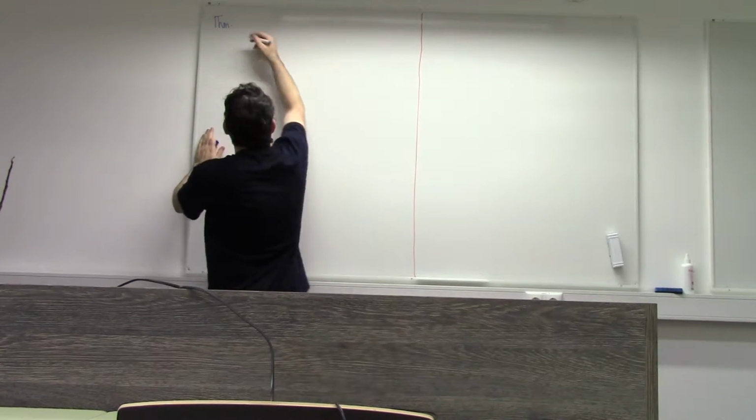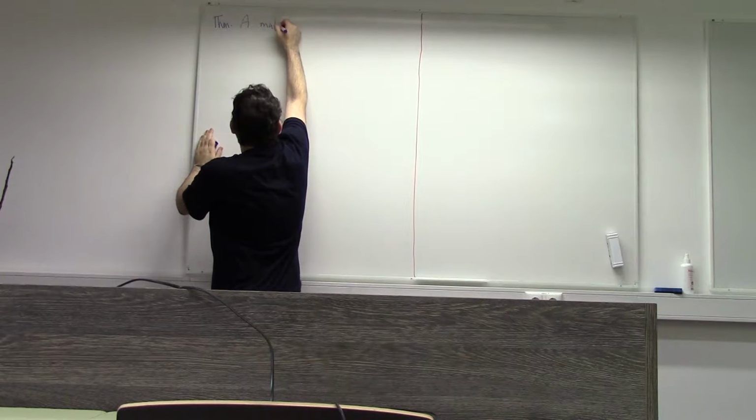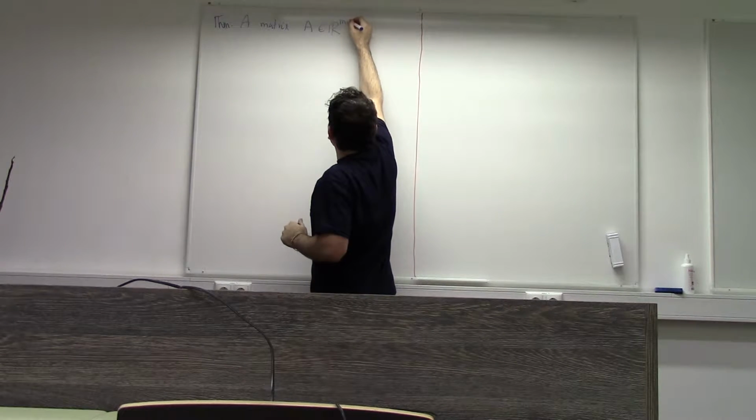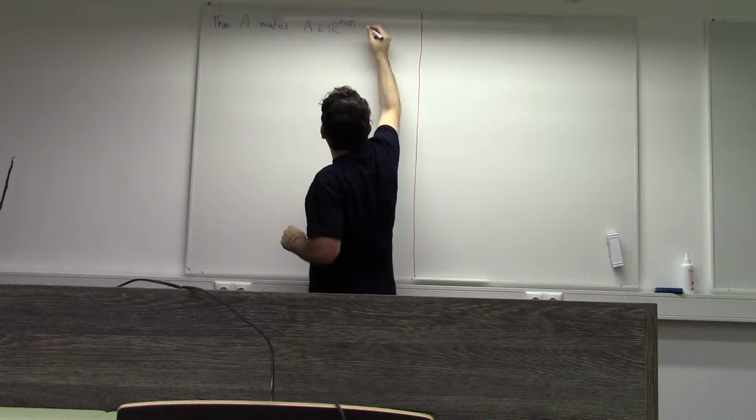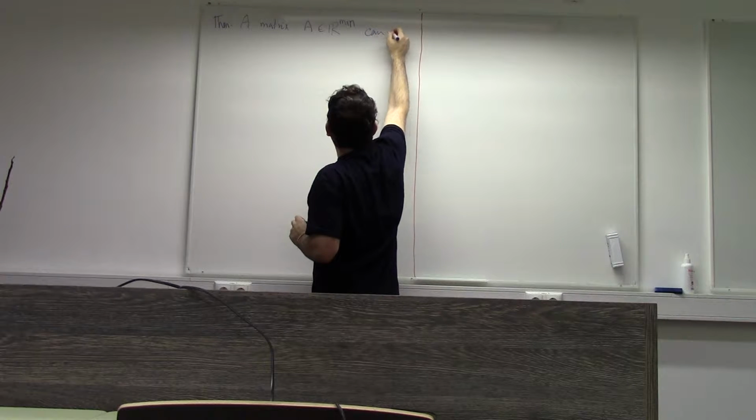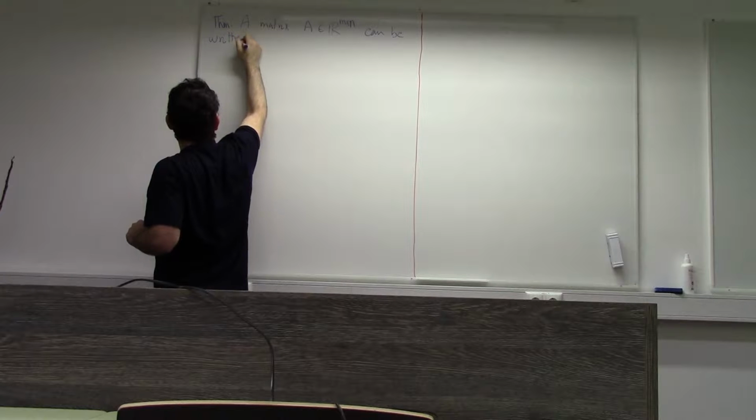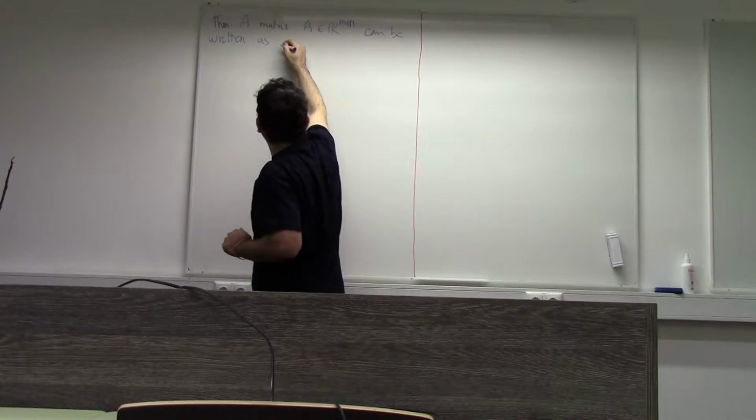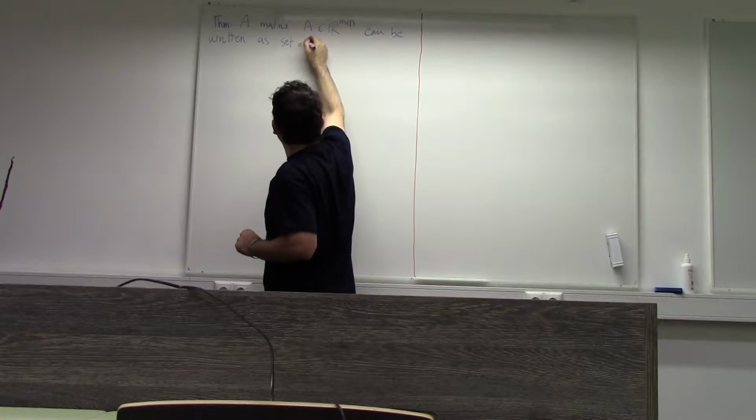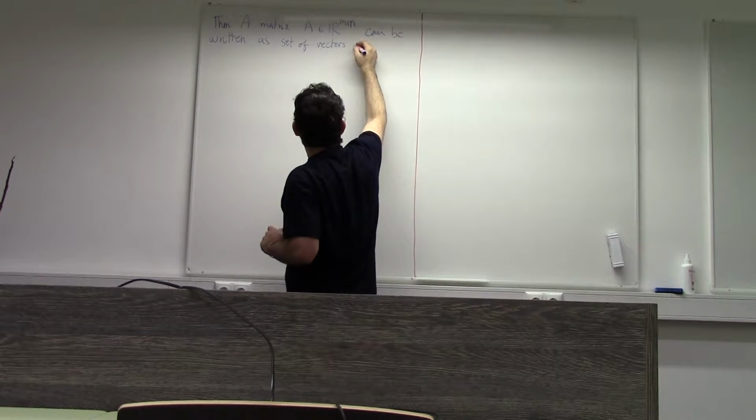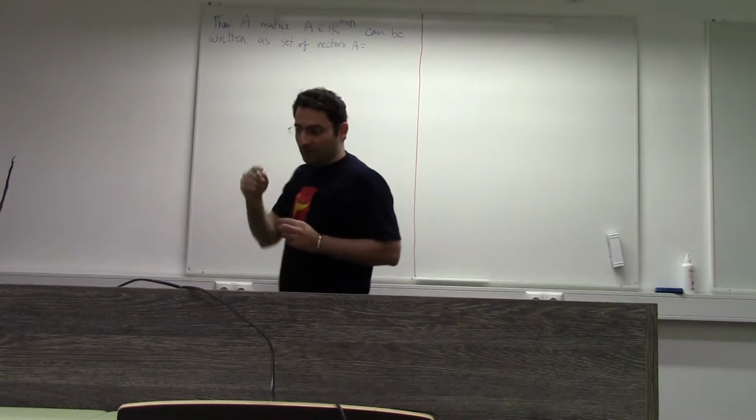If you have a matrix A belonging to R^(m×n), it can be written as a set of vectors. A can be written in this form.